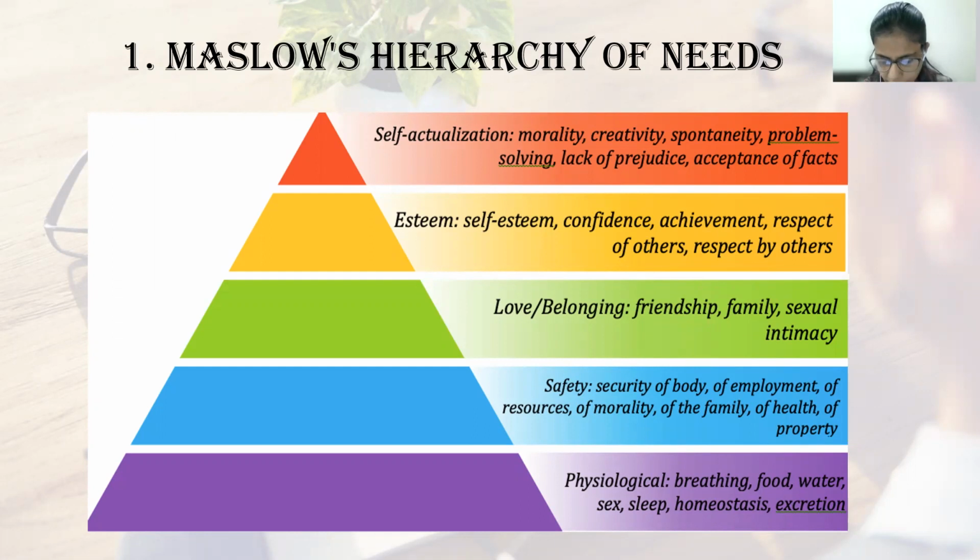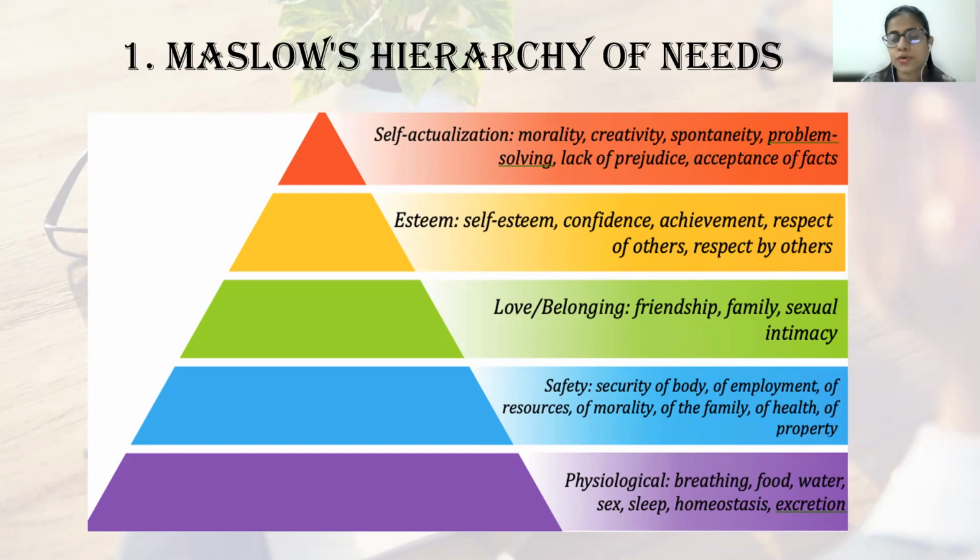So here, the first is Maslow's need hierarchy theory. This theory is based on five hierarchy needs: the physiological needs, the safety needs, then the love and belongingness needs, then the esteem needs, and then the self-actualization need. So this theory is based basically on these five things.